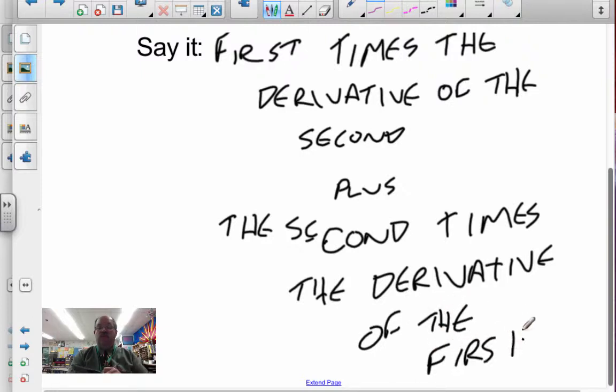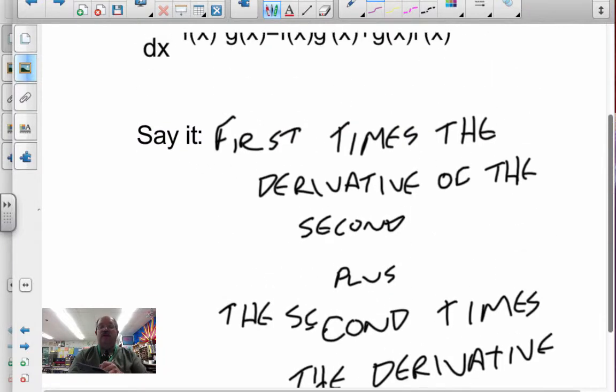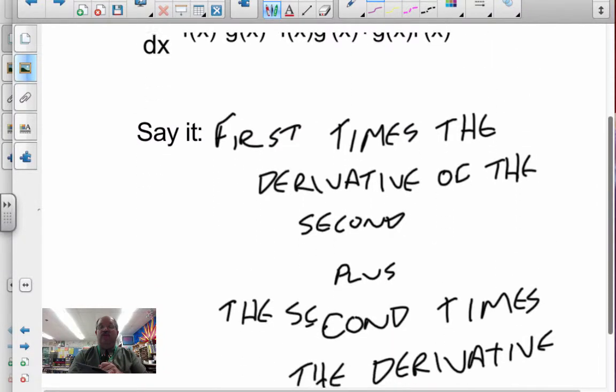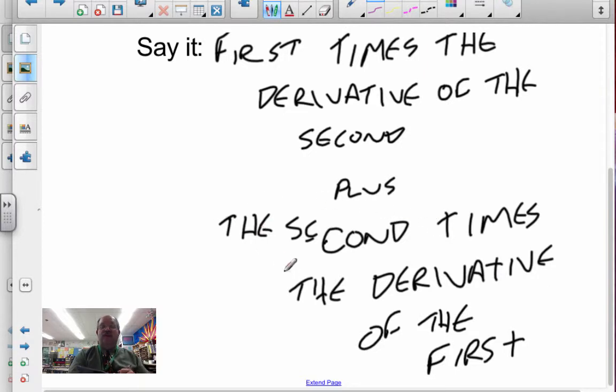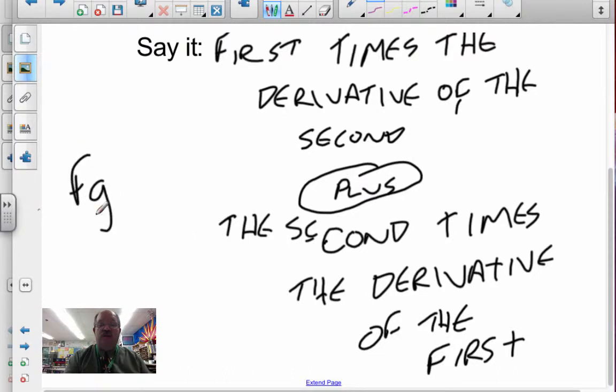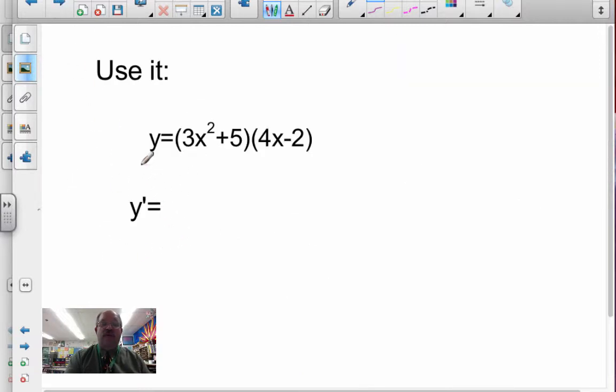So the product rule: the first times the derivative of the second plus the second times the derivative of the first. Okay, f times g prime plus g times f prime. First times the derivative of the second plus the second times the derivative of the first. Everybody with me? That's the product rule. Let's use it right now.